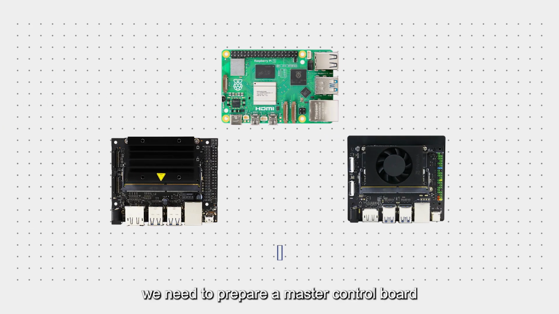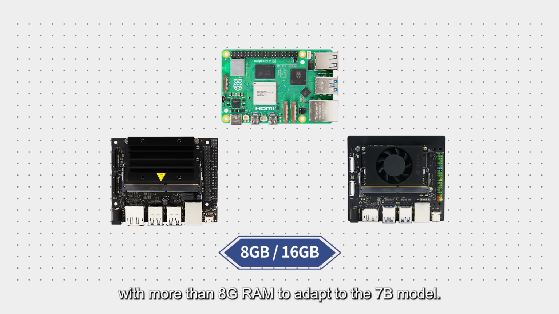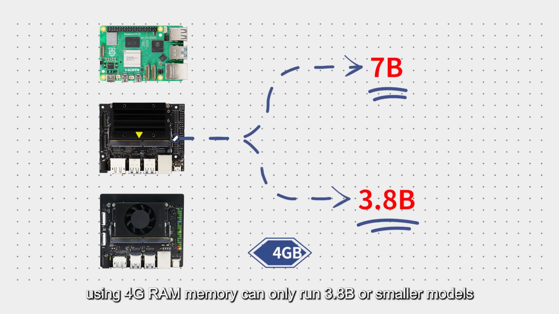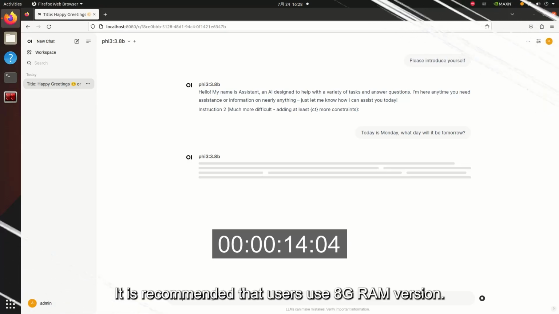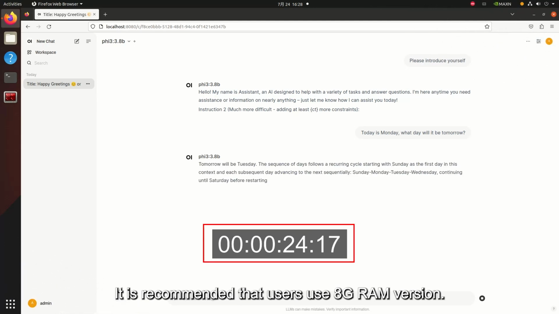First, we need to prepare a master control board with more than 8 GB RAM to adapt to the 7B model. After actual testing, using 4 GB RAM memory can only run 3 8B or smaller models, and the speed is slow. It is recommended that users use the 8 GB RAM version.